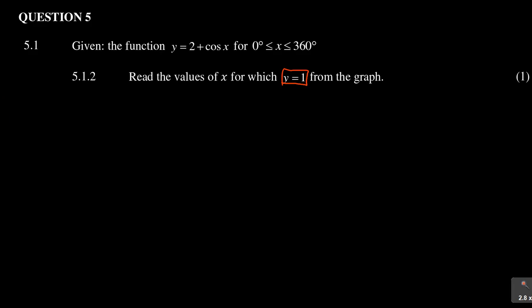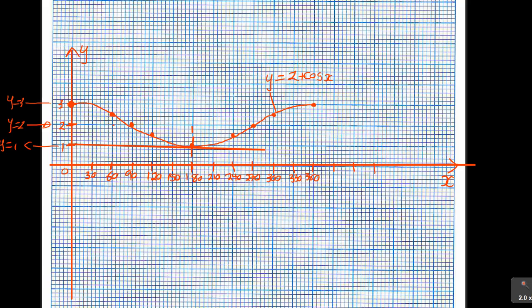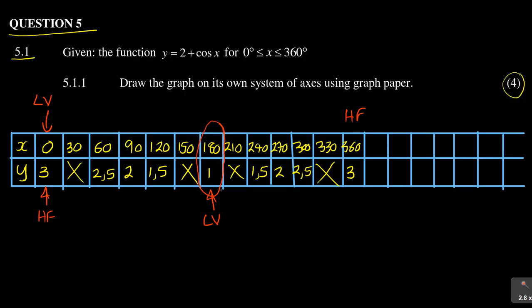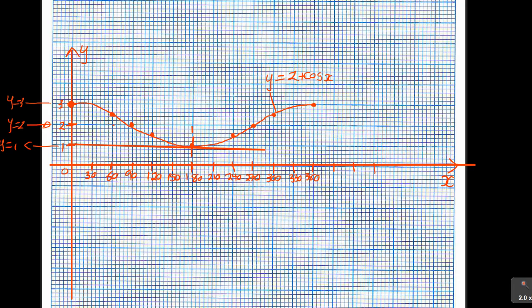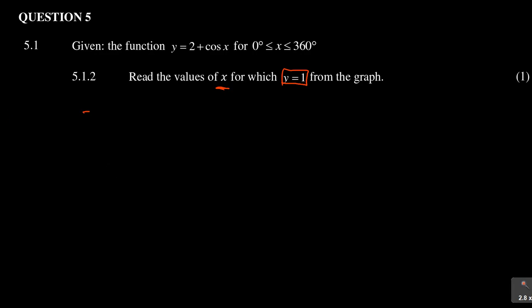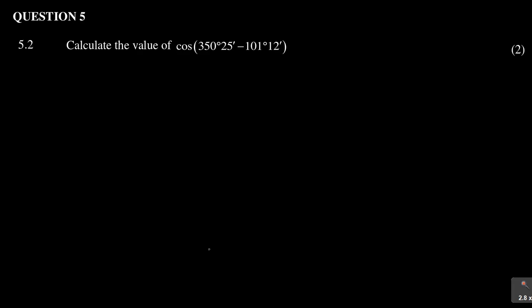But now if you go to the question, it says read the values of x, so they want the values of x for which y is equal to 1 on the graph, and the value of x is 180 there. Or you can use the table to say when y is 1, x is 180. So you can come and say x is equal to 180 degrees. Then you're good to go to get that 1 mark. So that is how you solve it. Let us move on to the next question.